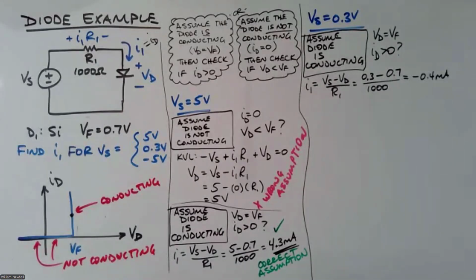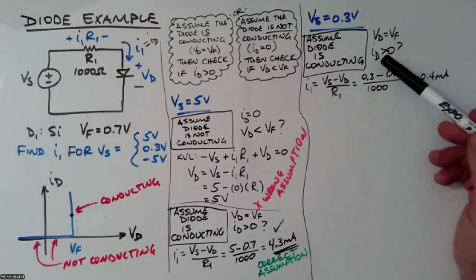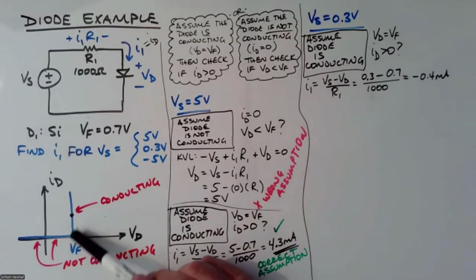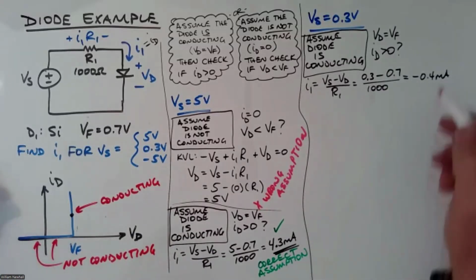So that can't be the case. You can't have VD equal VF, you can't have 0.7 volts across a diode and then have the current negative down here. That's not on the curve. That's not on our approximation curve here. So this is the wrong assumption.